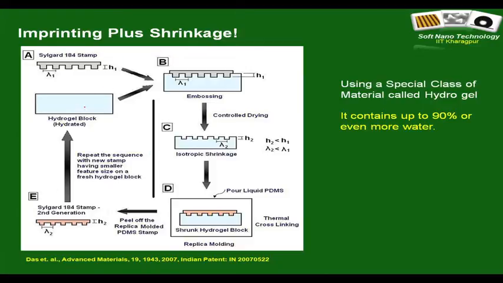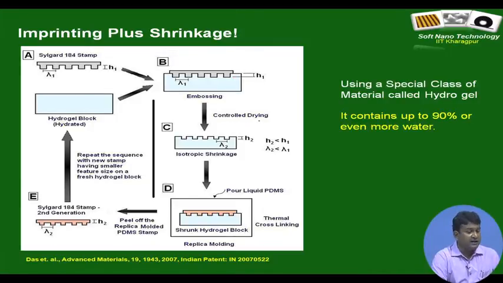imprint a block of hydrogel, and what it means, so it is a soft material, so you can create the structures and then let the gel block dry. As the gel block dries up, it shrinks in size, and as a consequence the patterns present on the surface also shrink. So, you allow it to shrink up to a certain level, then you simply replica mold another Sylgard stamp from these shrunk gels.